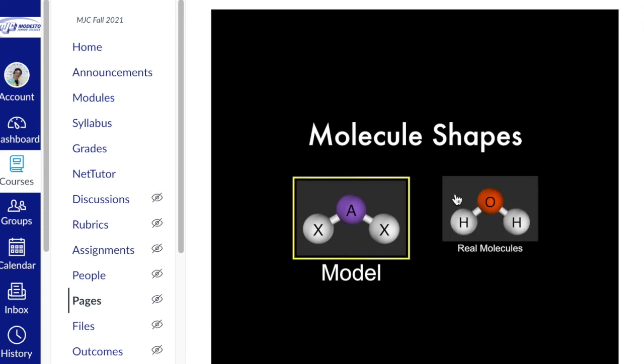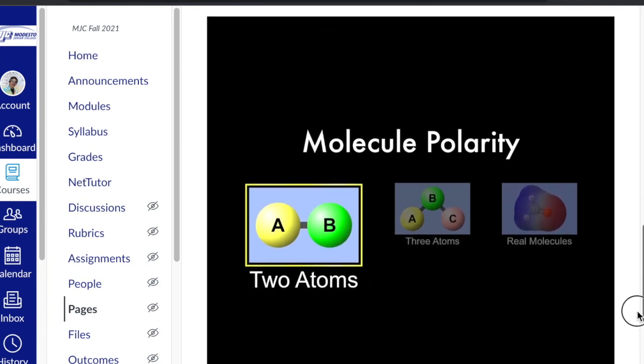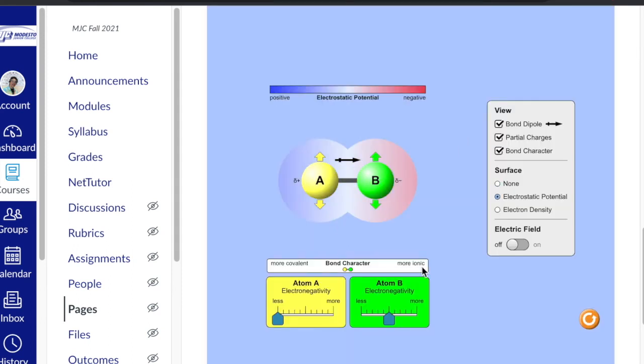So here are the shapes we're going to be talking about at the end of the chapter. And then here is one on molecule polarity. Let's take a look at two atoms. We're talking about differences in electronegativity and the polarity of the bond. So here we will turn on the partial charges. You can see the little deltas here, the bond character, whether something's more covalent or more ionic. And the negative end is more of a red color, the positive is more of a blue color.